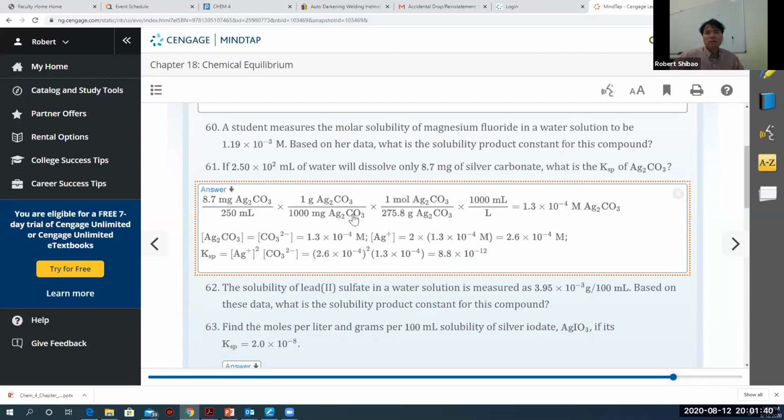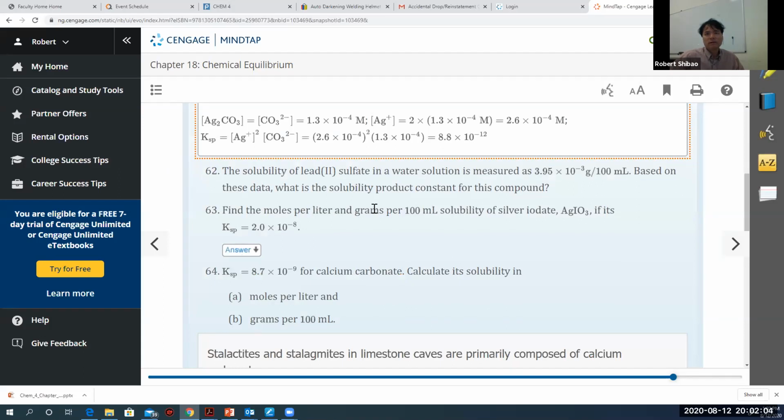So here we get the molarity of the silver carbonate. And the molarity of the silver carbonate is equal to the concentration of carbonate, because 1 carbonate forms for every silver carbonate. So we get that molar. Silver concentration is double that. So that's the concentration. Then we plug it in here and we can get the ratio. Again, the ratio is very small, telling me silver carbonate's not very soluble.